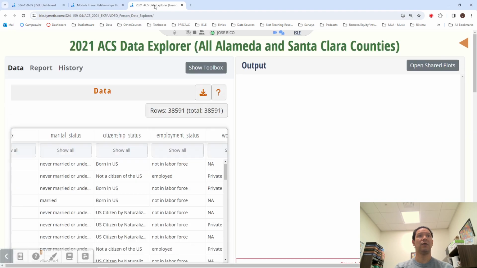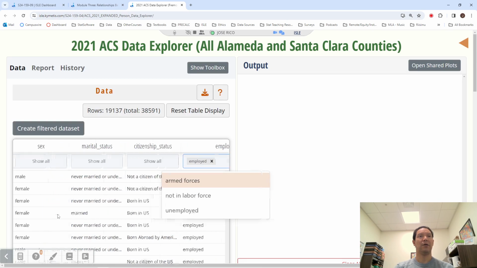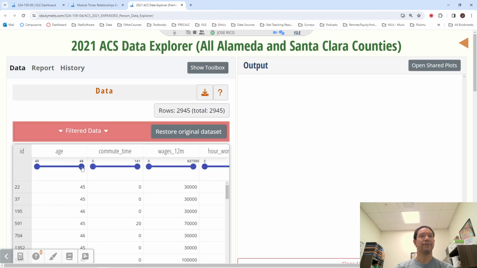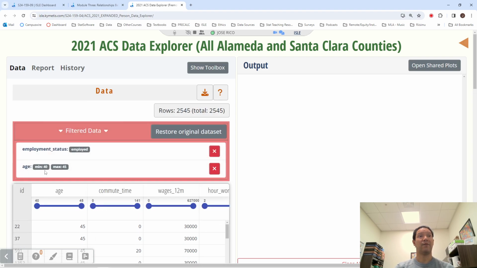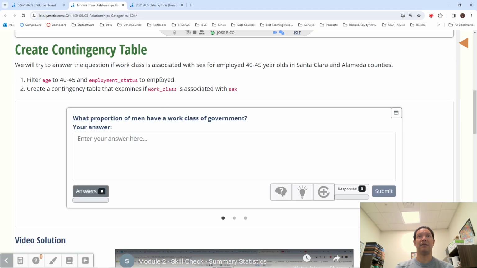So let's first do our filter. We want to filter employment status to be employed, and we want to filter 40 to 45-year-olds. Okay. So I have my filter. I have 40 to 45-year-olds and employed. Always check, make sure it's filtered. And now we want to make the analysis. We want to analyze is work class associated with sex.